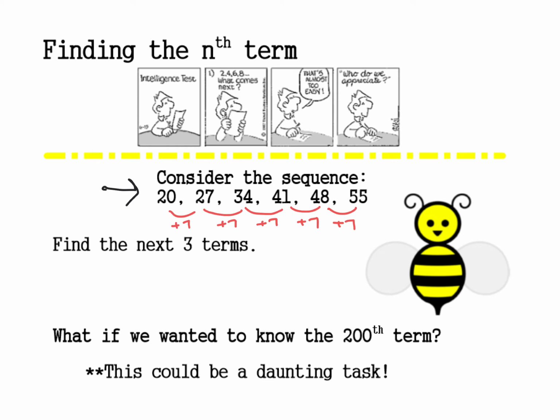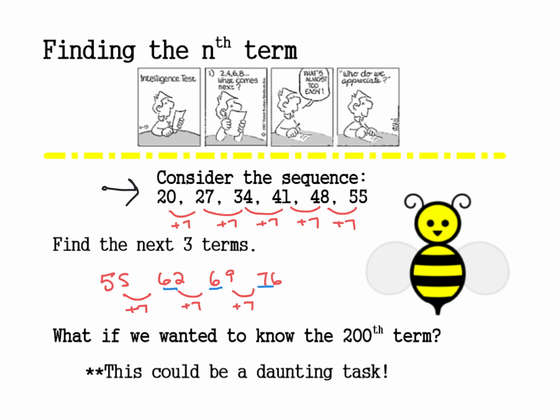So I would need to add 7 to 55, right? I already have 55. So I need to add 7 more. So I'd have 62. Add 7 more. I get 69. Add 7 more. I get 76. All right, so there's my next three terms. These would be my next three terms. Okay, and that's what we did yesterday, right?